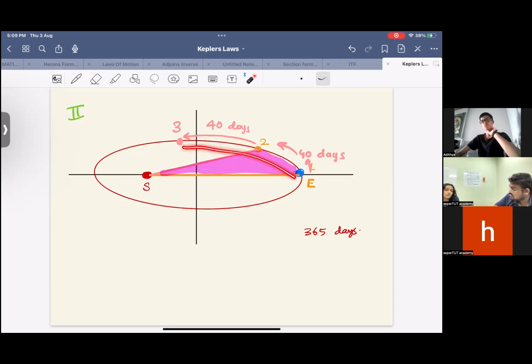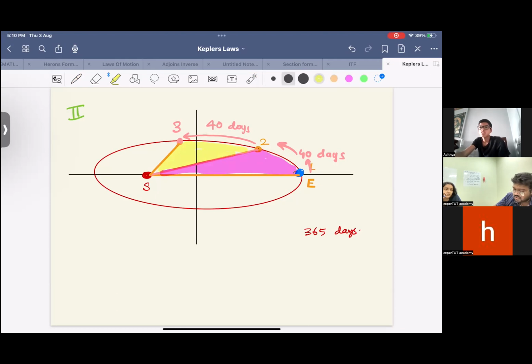This total is how much? How many days? 80 days, right? And this is 40 days. So if you now join the imaginary line joining the Earth and the sun, it will be like this, right? And the area which will be covered is the yellow area, right?